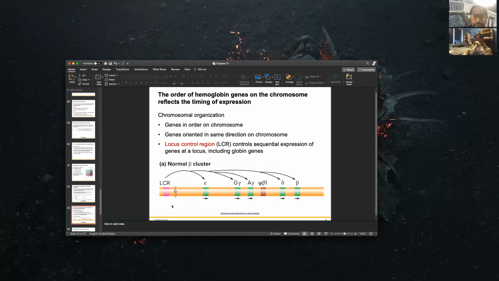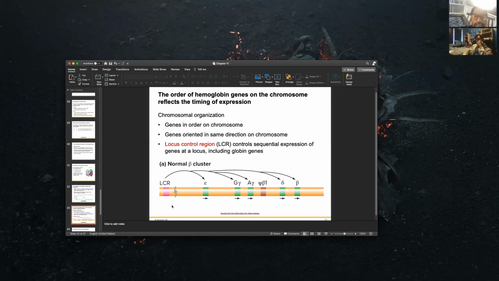All right. The order of the hemoglobin genes on the chromosome reflects the timing of the expression. So, chromosomal organization: the genes are in order on the chromosome, in the same direction. LCR means locus control region. It controls the sequential expression. Sequential means the order matters, the sequence matters. So the locus control region controls the sequential expression of genes at a locus.